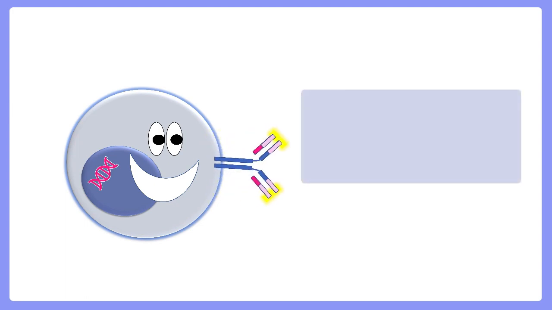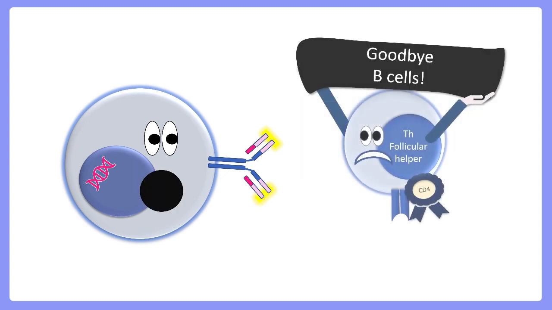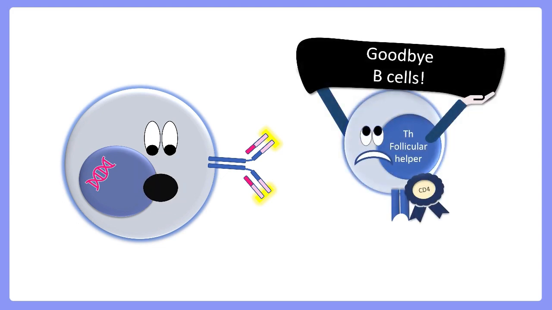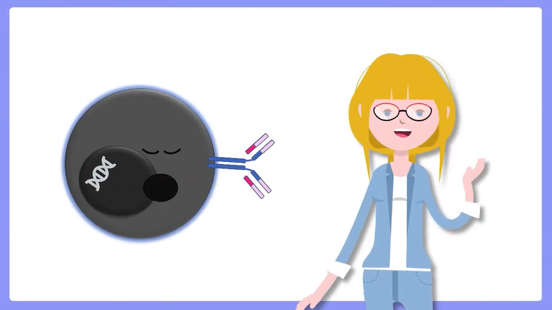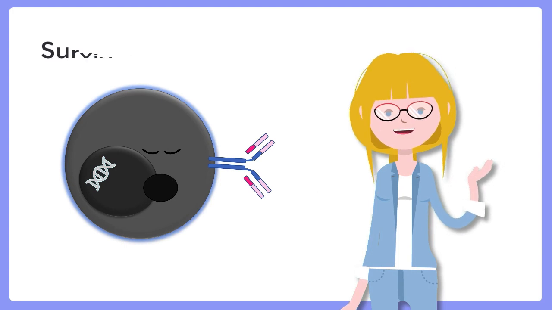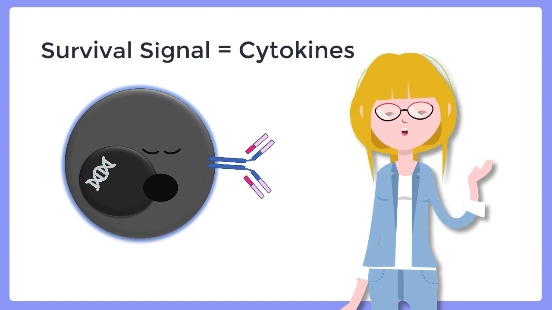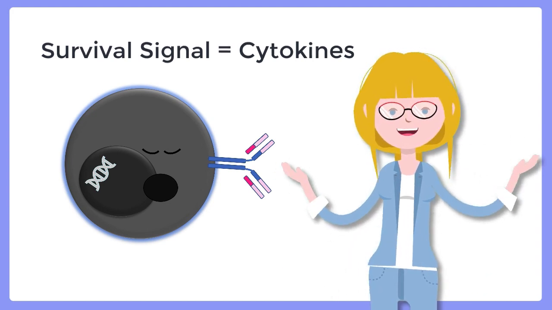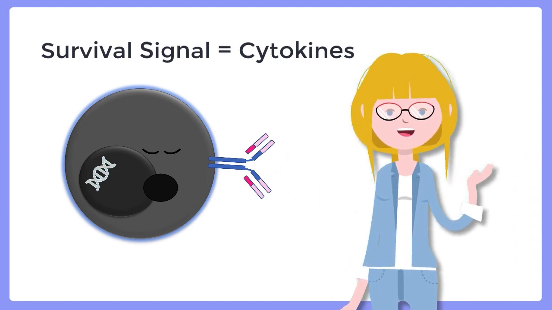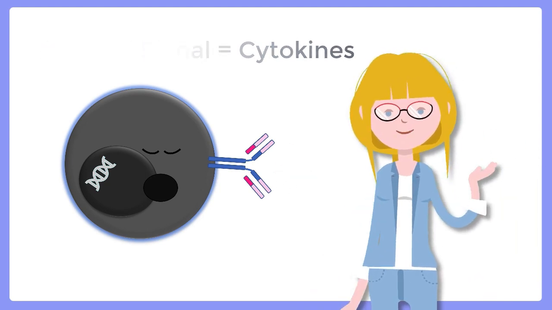But Mother Nature thought about this. She actually made sure that B cells are very prone to suicide. So unless B cells get a survival signal from their T cell buddies, they'll self-destruct. Thank you, Mother Nature. I am grateful for this safety feature. And this survival signal from T cells takes the form of cytokines, especially interleukin-4. Interleukin-4 is B cell survival fuel, and this is produced abundantly by the T helper follicular helpers.